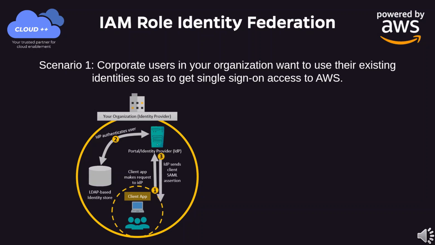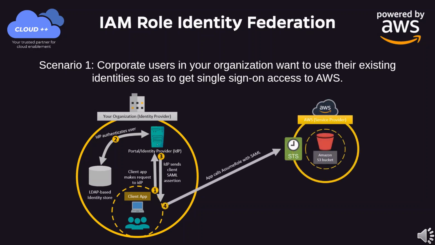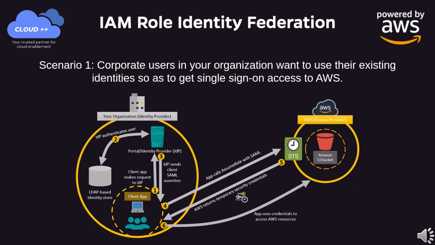Step 3. After successful authentication, the identity provider constructs a SAML assertion with information about the user and sends the assertion to the client app. Step 4. The client app calls the AWS STS assume role with SAML API, passing the ARN of the SAML provider, the ARN of the role to assume, and the SAML assertion from the identity provider. Step 5. The API response to the client app includes temporary security credentials. Step 6. The client app uses the temporary security credentials to access S3 bucket.